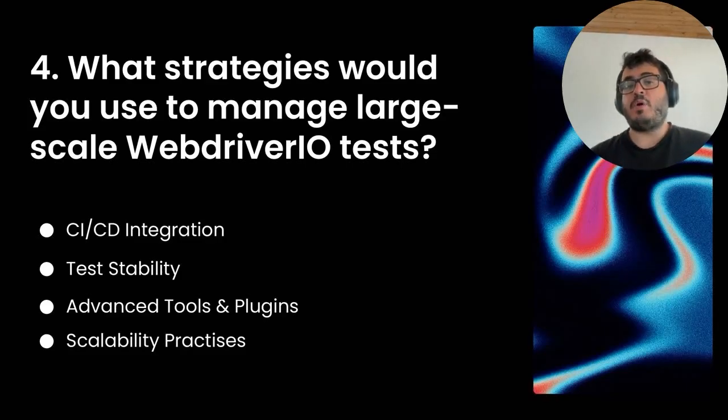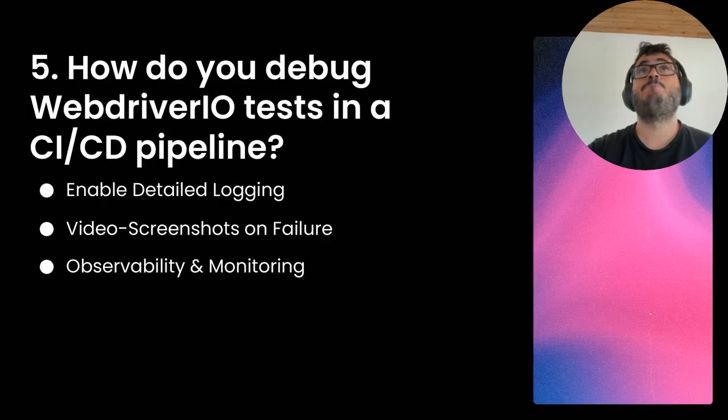We need to run in parallel across different mobile devices or browsers. We need to use Selenium Grid, LambdaTest as much as possible. We need to Dockerize environments and monitor test performance as much as possible, of course. And the last question, how do you debug WebdriverIO tests when it comes to CI/CD?